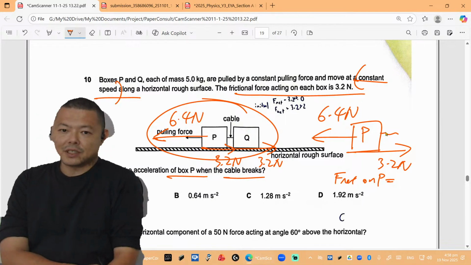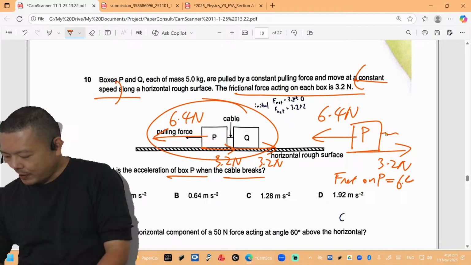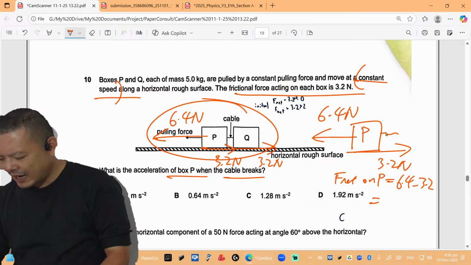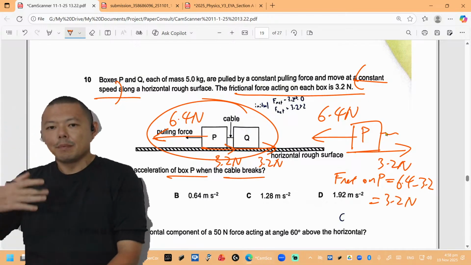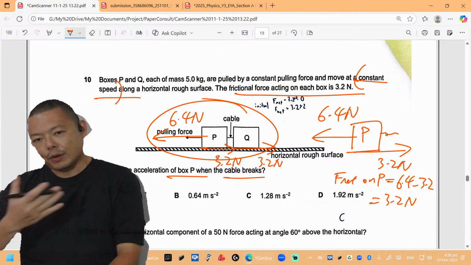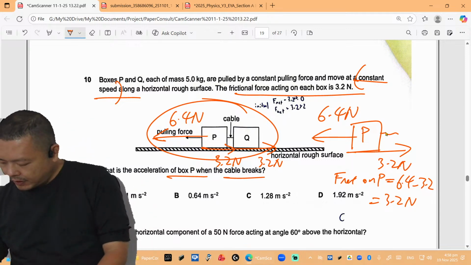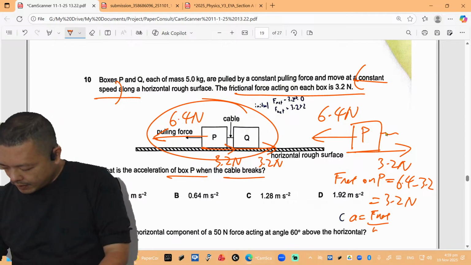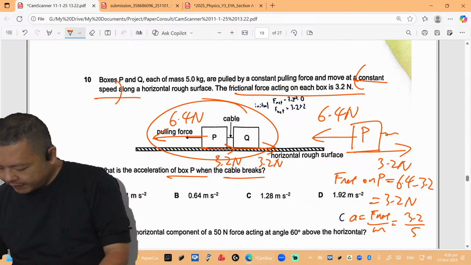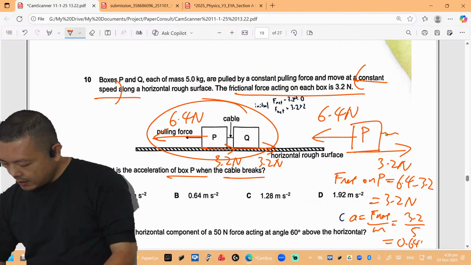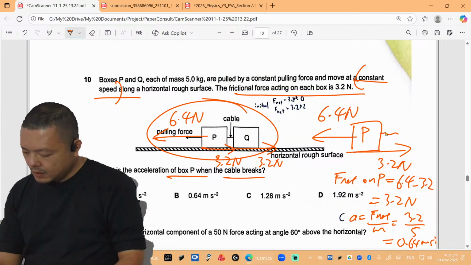It's just 6.4 minus 3.2, because the pulling force is this way and the friction is pointing that way. So it ends up being 3.2 again. 3.2 is the net force on P now. P's mass is 5. Fnet equals MA, so A equals Fnet over M. So 3.2 over 5, which is how much? 0.64 meters per second squared. Okay, so B is your answer.